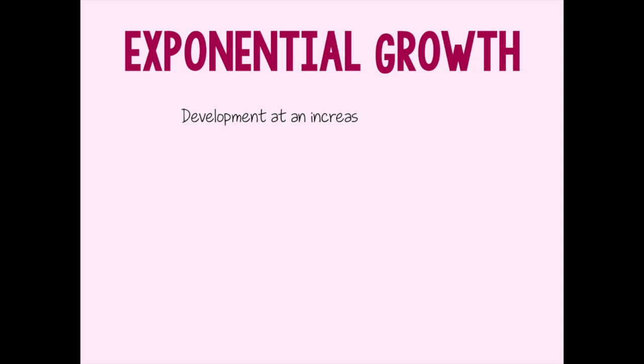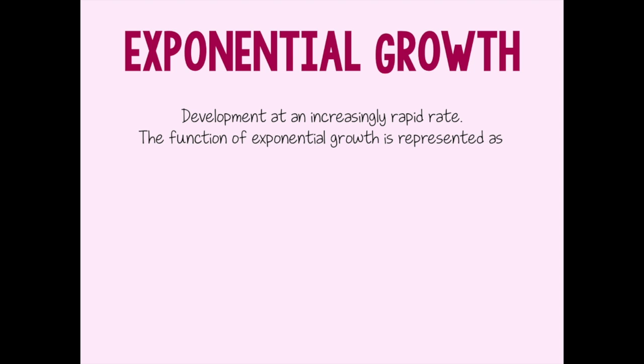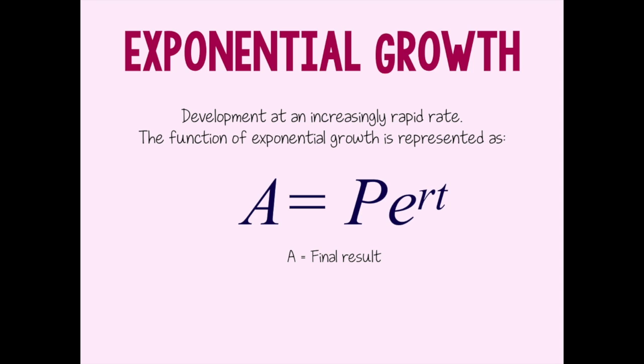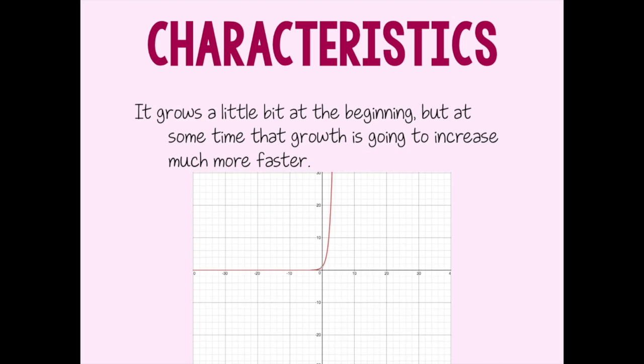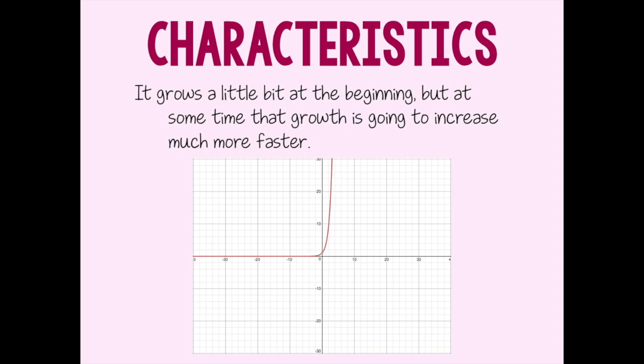Exponential growth is development at an increasingly rapid rate. The function of exponential growth is represented as A equals P e to the power of rt. A is the final result, P the initial amount, e the natural number, r the growth rate, and t is time. The characteristic is that it grows a little bit at the beginning, but at some time the growth is going to increase much faster.